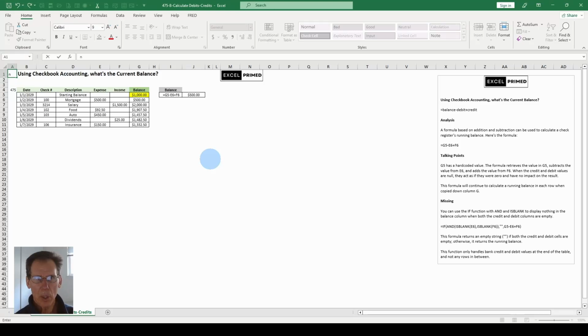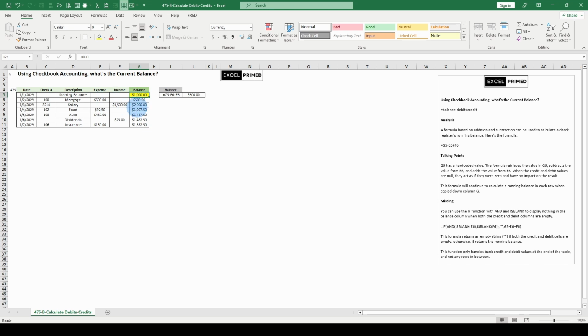How about some basic checkbook accounting? We're looking at debits and credits. Debits, expense. Credits, income. Basic addition. So we start with $1,000. If we have an expense, what are we going to do? We're going to subtract it. If we have income, what are we going to do? We're going to add it.